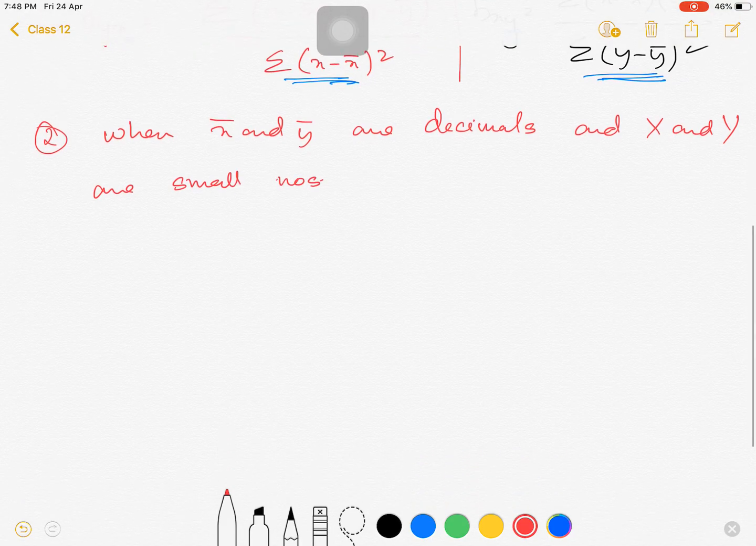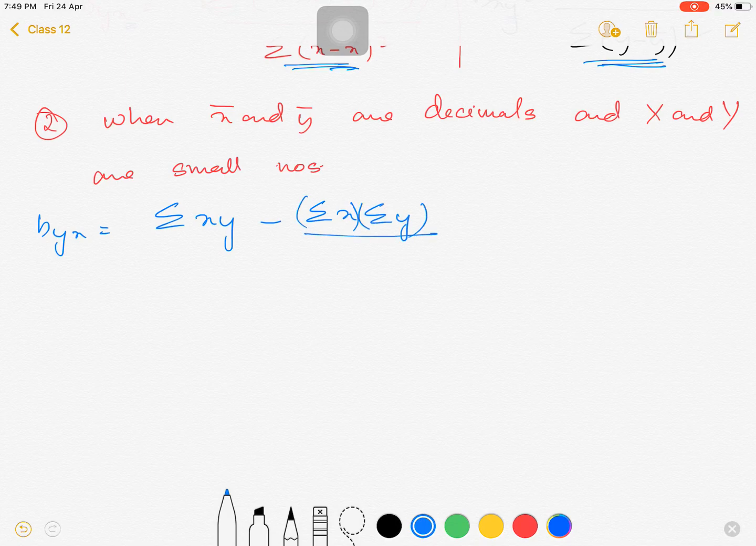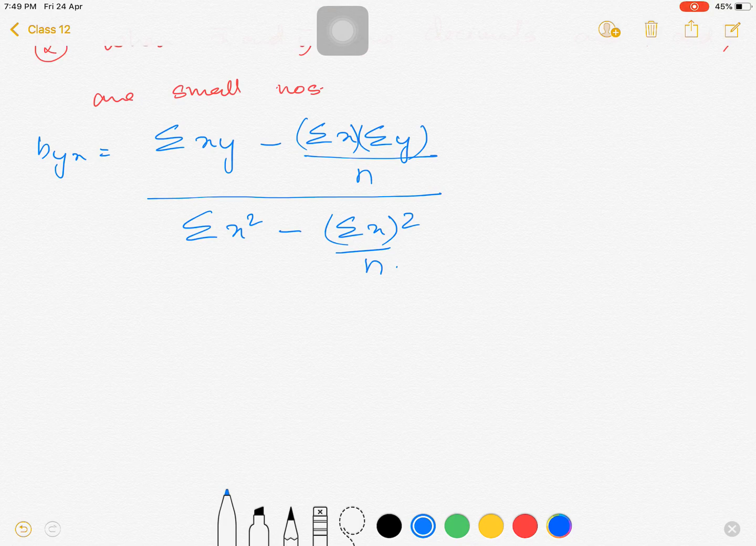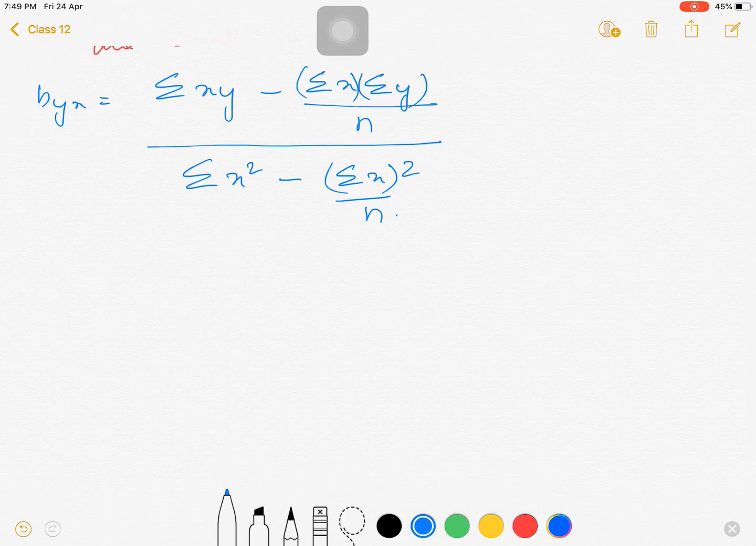You may say single digit numbers. Okay, so when you have this situation, then we can use this formula. The formula is byx equals summation xy minus summation x summation y, separately, divided by n, whole divided by sigma x square minus sigma x whole square divided by n. You can refer to your exercise formula. I have already posted the formula. Refer to those pages for the theory, if the formula is not clear here.